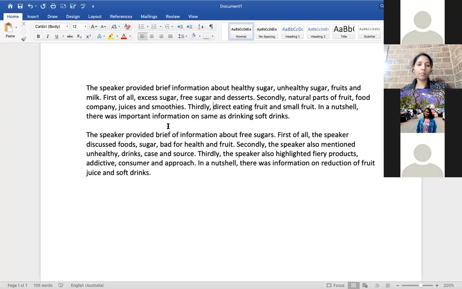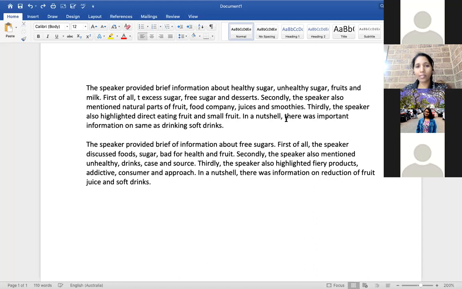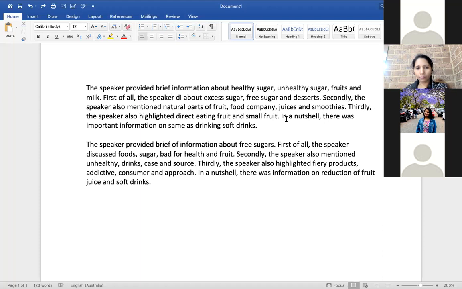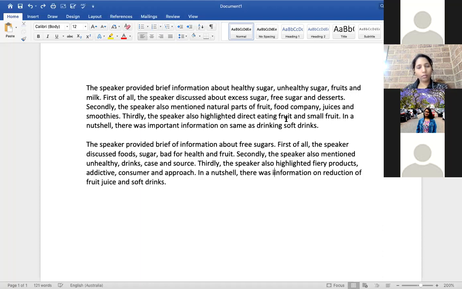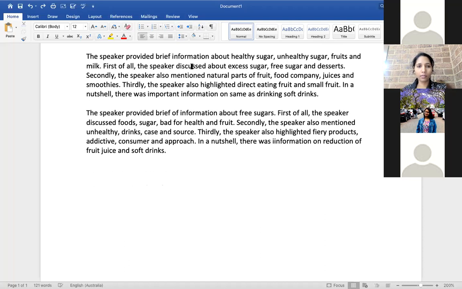In a nutshell, there was important information on drinking the same as soft drinks. So you can always get rid of those if you feel that you have to put in all your sentences and they're quite important and you don't want to get rid of them. Always get rid of the other part of the template. So will that not affect content or grammar? No, it won't affect anything that much. So don't worry about it.